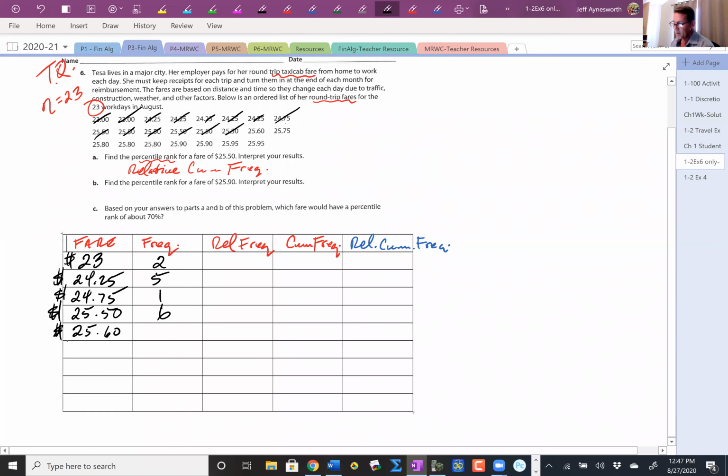So the fares are increasing depending on the time of day, the distance, and all kinds of factors. Construction, weather, that happens. It depends on the demand. That's a typical thing.